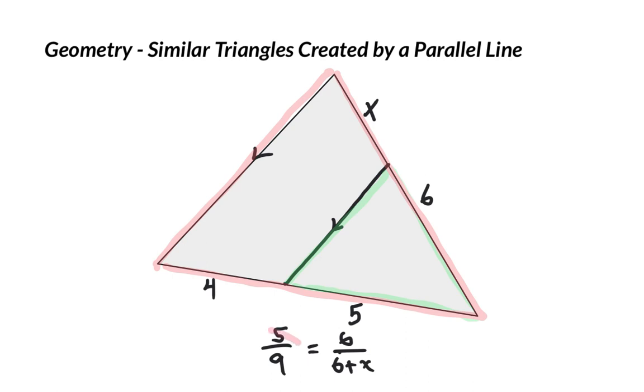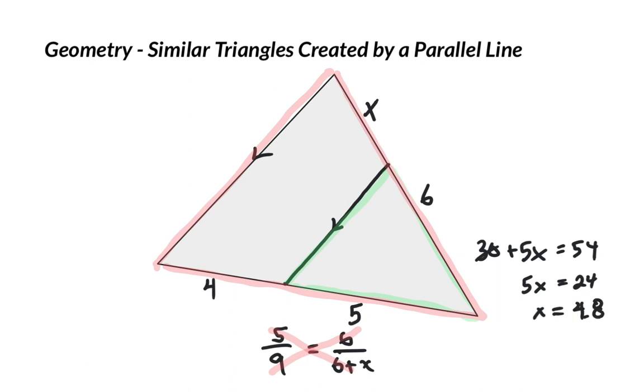We can take 5 multiplied by 6 plus x, and we just got to make sure to multiply the 5 by both of those things. So 5 times 6 is 30. 5 times x is 5x. Of course, we go the other way. 9 times 6 is equal to 54. Subtract 30 from both sides, so 5x equals 24. Divide both sides by 5. So x is equal to 4.8.